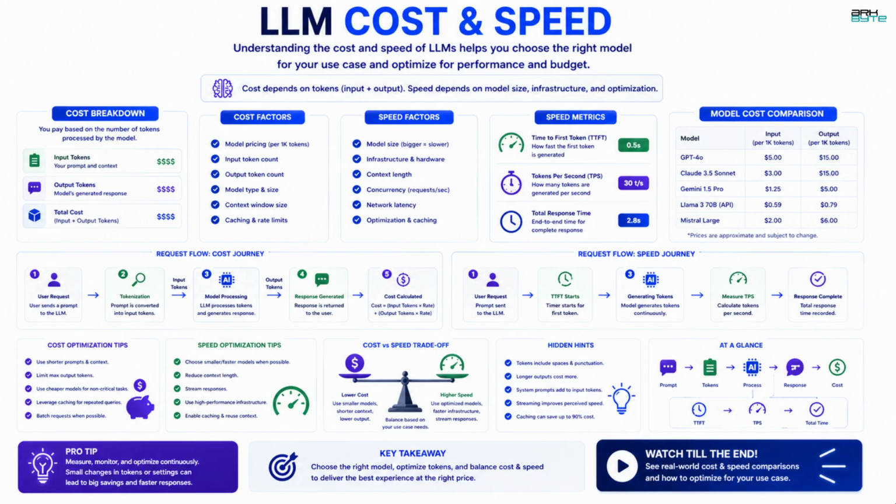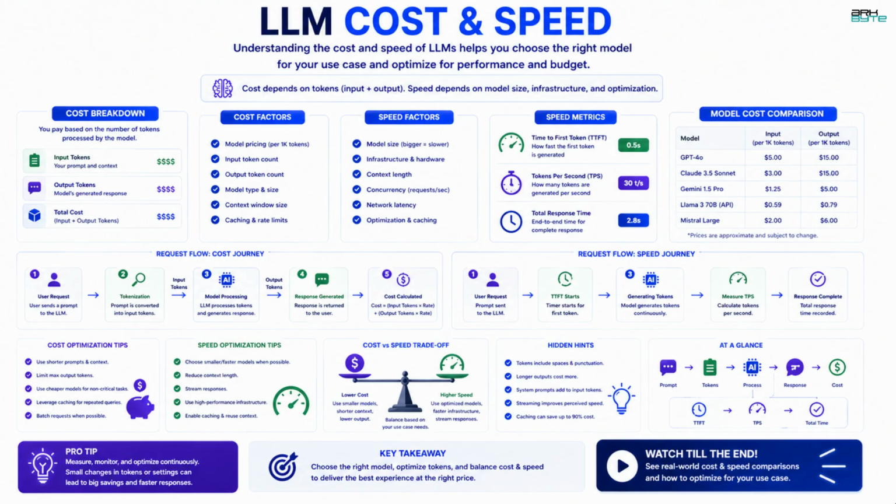Now let's talk about speed. LLM speed depends on model size, hardware, context length, network latency, and optimization. In simple words, larger models may be slower, while smaller models often respond faster. There are 3 common speed metrics for LLMs. The first is TTFT, time to first token: how quickly the model starts replying. Then there is TPS, tokens per second: how fast it generates text. Then there is total response time: the full time taken to complete the answer.